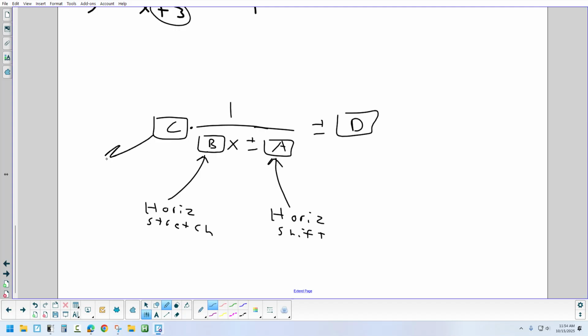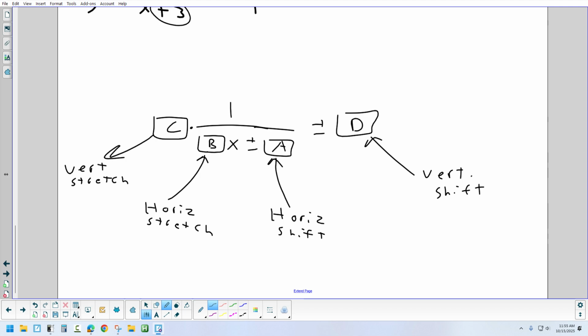Okay, how about C? It's multiplication like B, but it's on the outside. Would that be vertical stretch? That's your vertical stretch. And that is not backwards. You put a 5 there, it's a vertical stretch by 5. You put a 1/2, it's a vertical stretch by 1/2. And what about D? It's also on the outside, but we're back to adding and subtracting. Vertical shift. That's your vertical shift. Positive is up, negative is down.